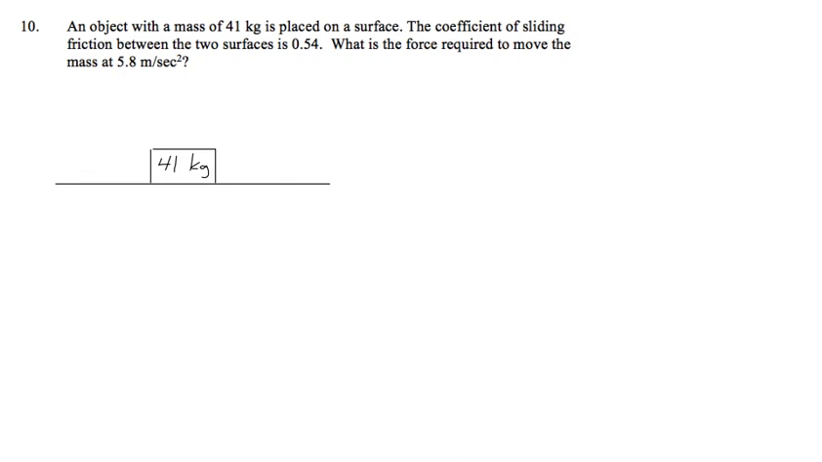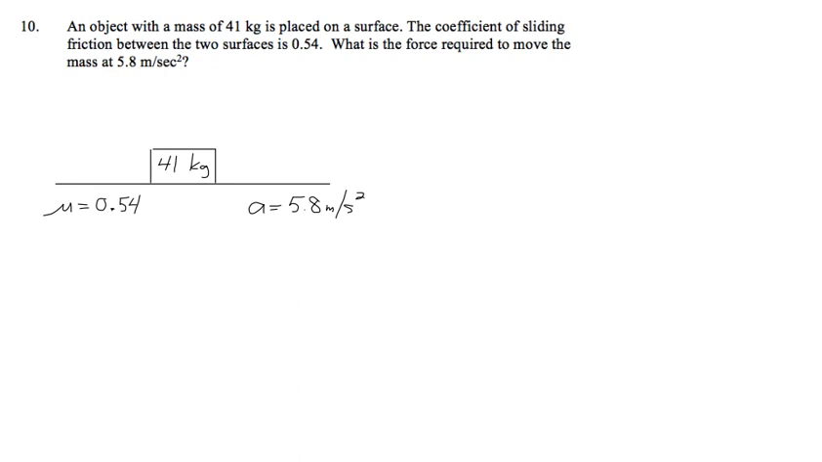Now, I know that's a mass. I don't really have room to write M equals, but I know that's a mass. Usually with mass, I'll just put it right in the picture, right in the middle. Now, it says the coefficient of sliding friction between the two surfaces is 0.54. So mu is 0.54. And the question is, what is the force required to move the mass at 5.8 meters per second squared? So that's an acceleration. Those are the facts that we know.